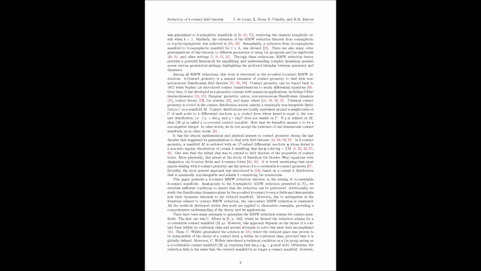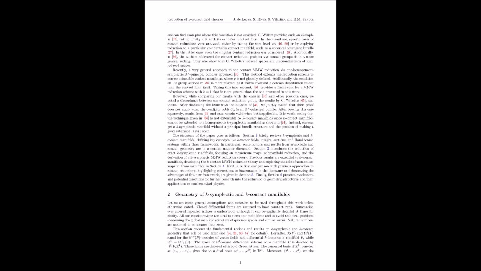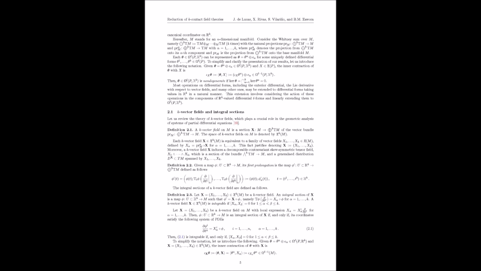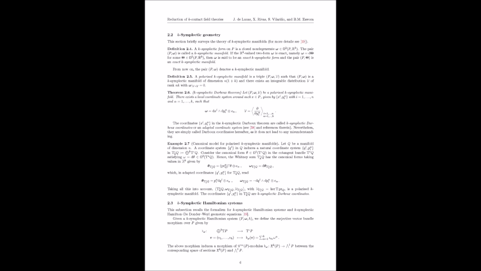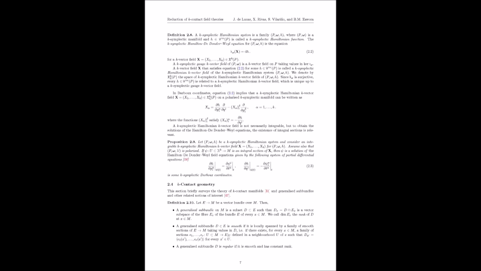Example 4.19 specializes the k-contact MMW theorem to k=1, the standard contact case. They apply it to the spherical cotangent bundle S^T Q, which is T*Q over R+, where R+ acts by scaling fibers, using the R+ action itself for reduction. They show this recovers known results about reduction of contact manifolds related to homogeneous symplectic manifolds and connects to Willett's earlier work on contact reduction. So it shows their general k-contact theorem correctly reproduces known results in the simpler k=1 case. That's an important consistency check.